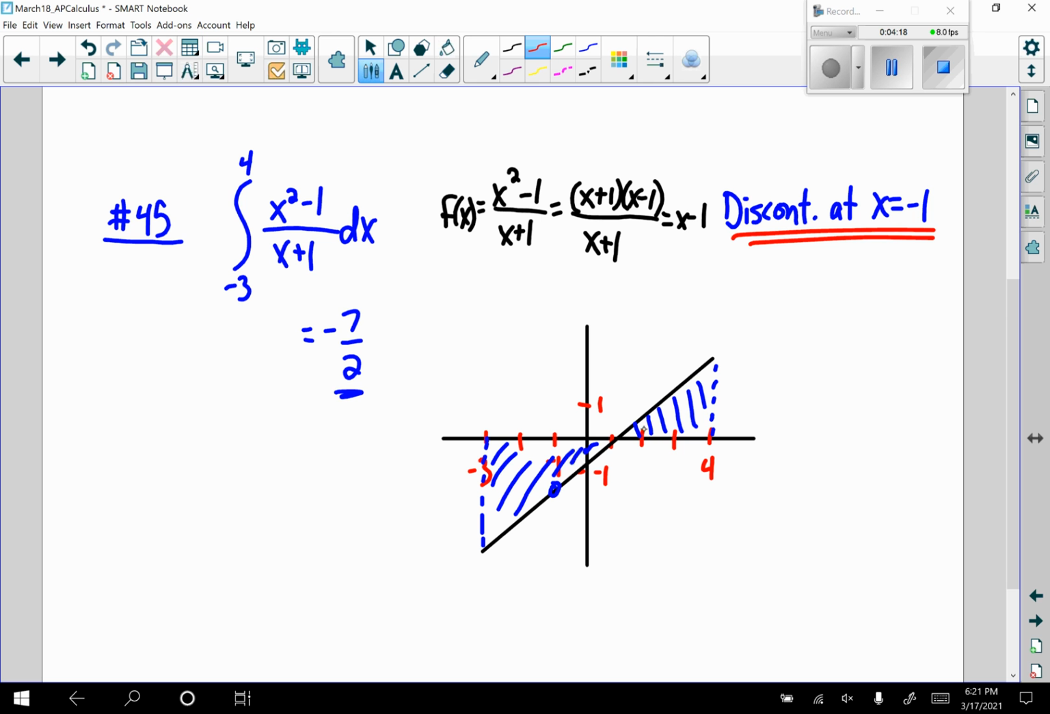And I create two triangles. Now, I didn't write out their areas, but if you found these two, again, the first area we would make sure it's negative, second one is positive, and the result should be -7/2. All right, next is number 28 on page 275.